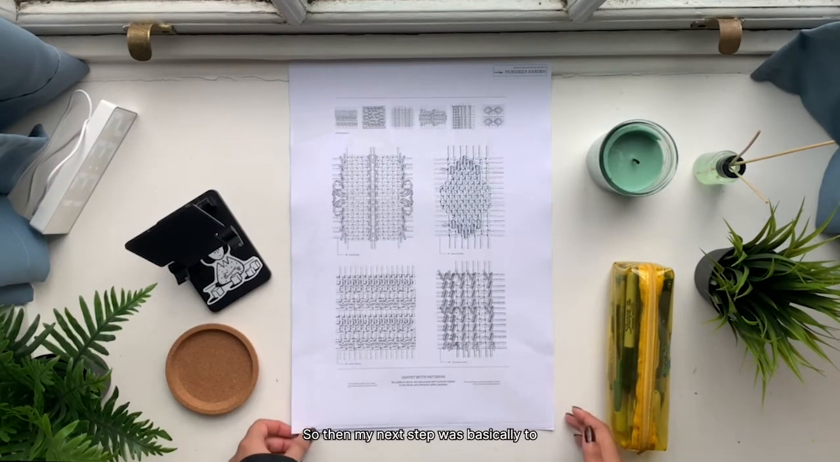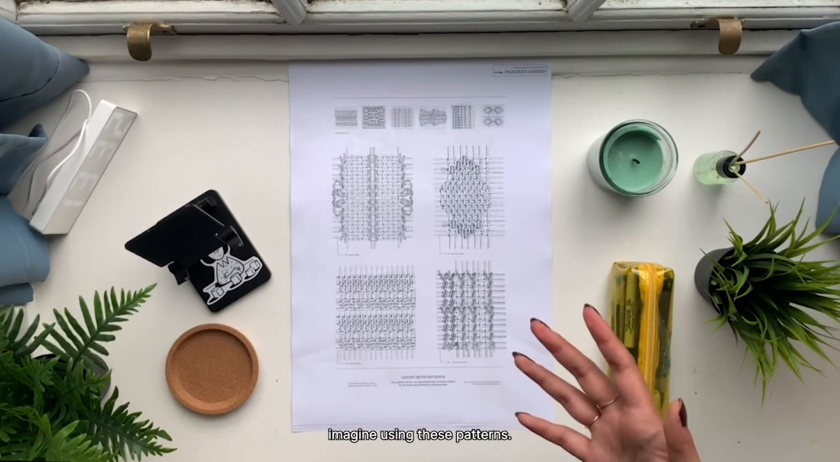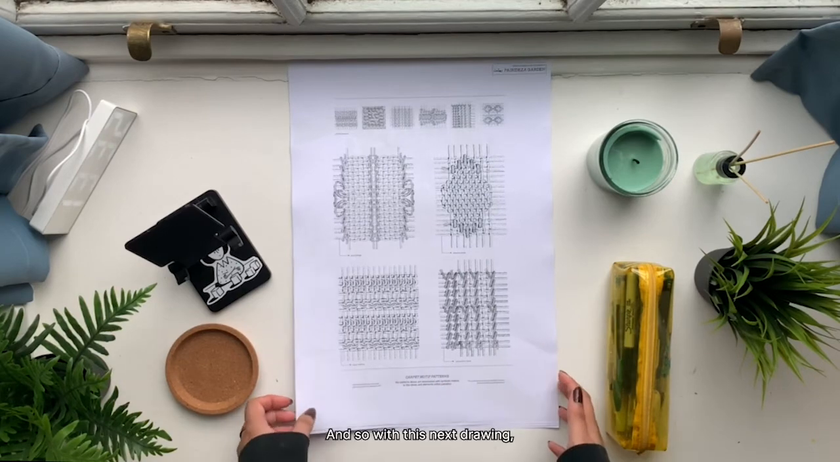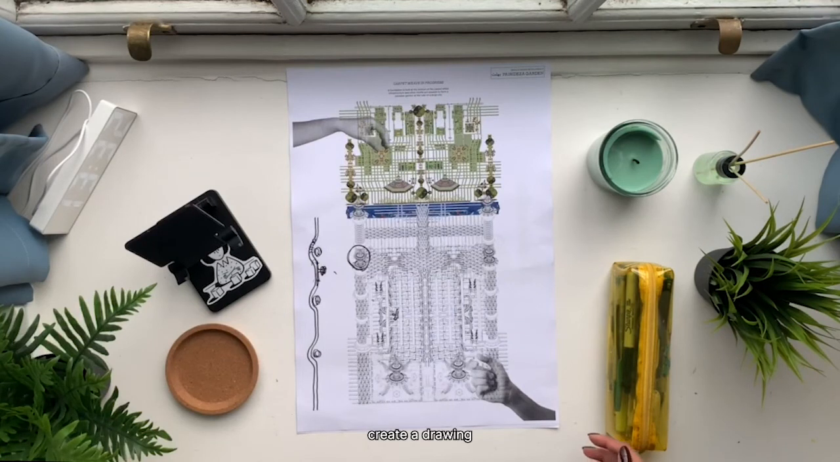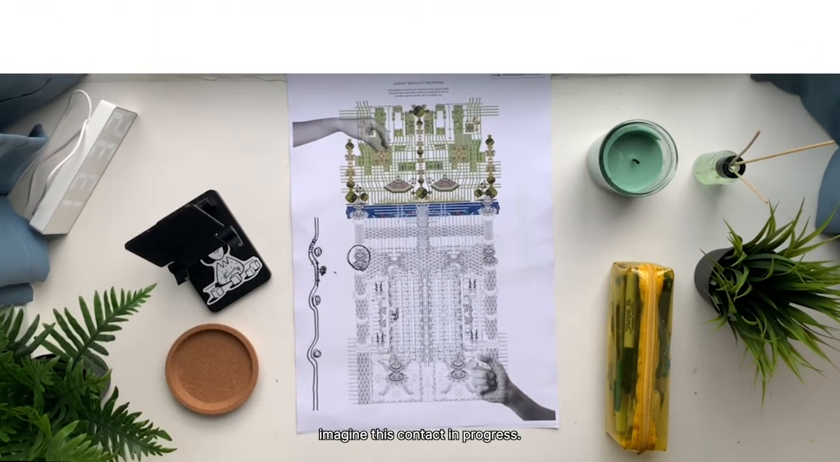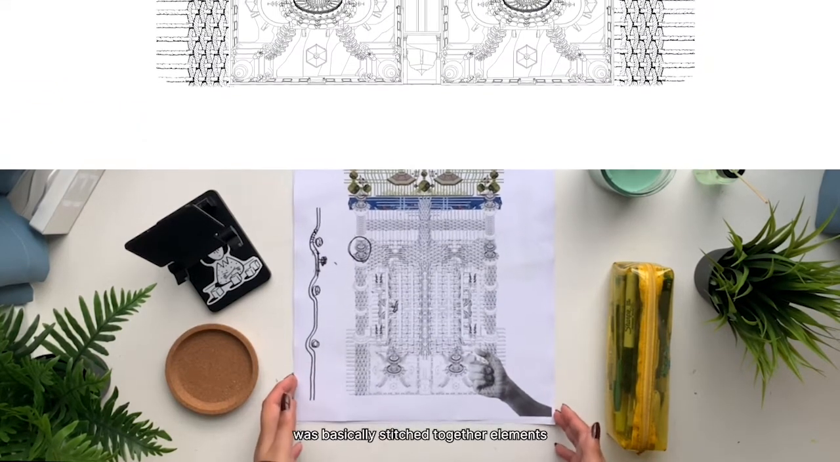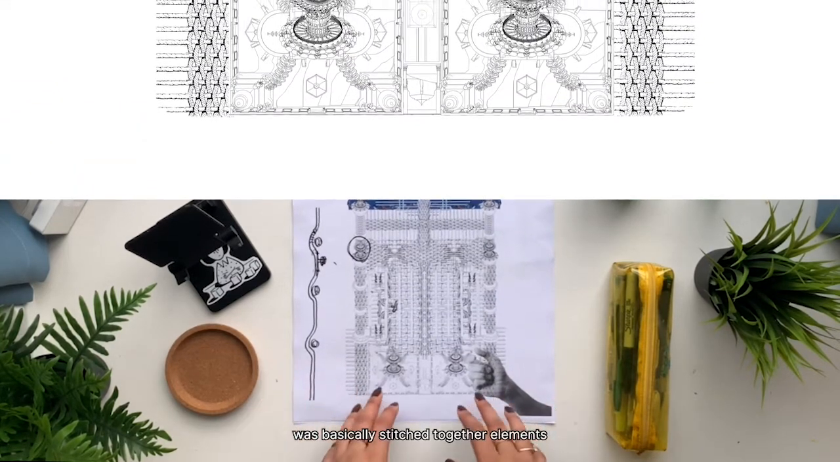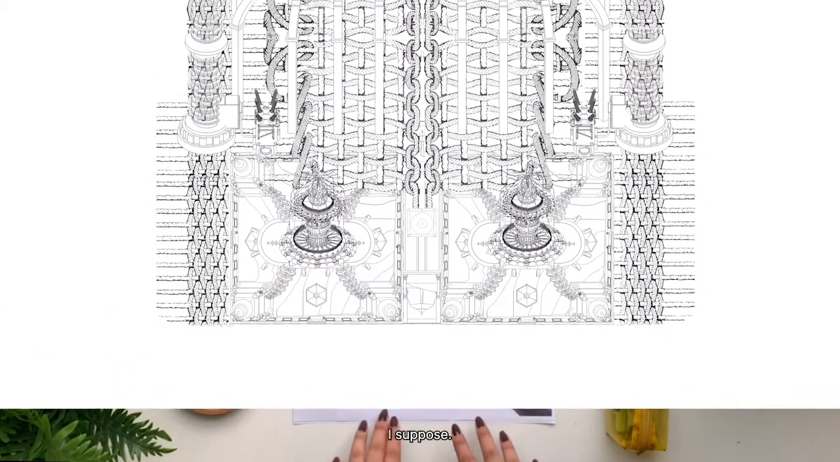Yeah, so my next step was to imagine using these patterns. With this next drawing, I really wanted to create a drawing that uses those patterns, but also starts to imagine this carpet in progress. So what I did here was stitch together elements from the patterns, but also from previous model exports that I did, and start to build this carpet, I suppose.